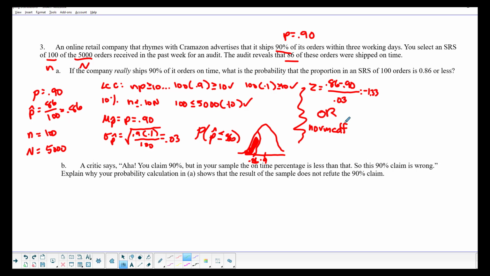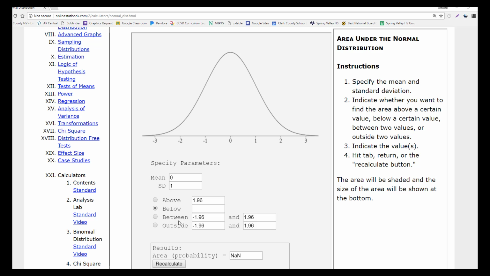But here's a handy normal CDF calculator that you can use. So here's this website that is a normal CDF calculator. It just asks me to enter in the mean of my distribution that happens to be normal, and in this case it was 0.90. My standard deviation was 0.03, and then I wanted to look at everything below 0.86. That was my observed value, right?